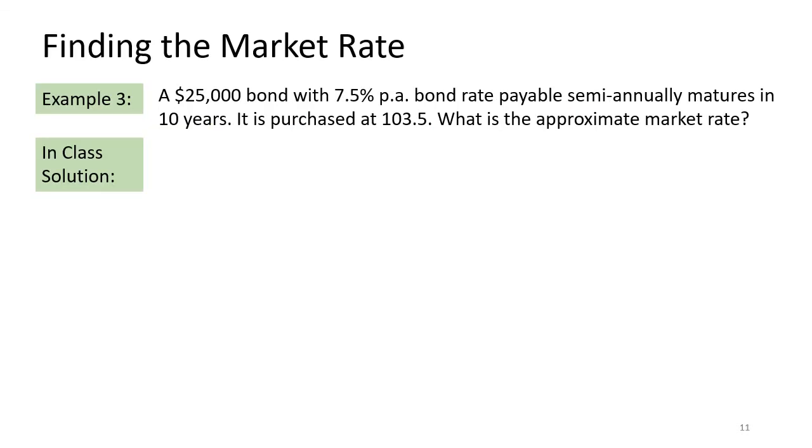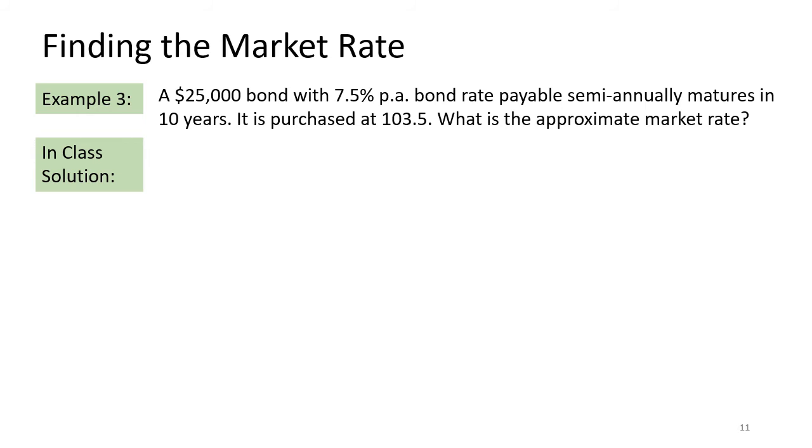So let's look at the first of 2 examples of finding the market rate. A $25,000 bond with 7.5% per annum bond rate, payable semi-annually, matures in 10 years. It is purchased at 103.5. What is the approximate market rate? So I'm going to start by just writing the 3 formulas that we need to keep in mind.